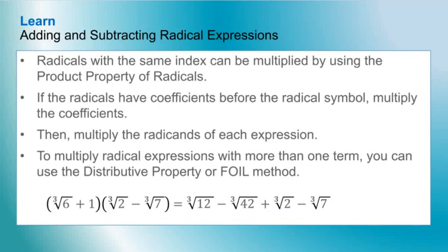So radicals with the same index can be multiplied using the product property of radicals. If the radicals have coefficients before the radical symbol, multiply the coefficients, then multiply the radicands of each expression. So just think, coefficients times coefficients, radicands times radicands. When you multiply, you can use a couple of methods. You can use the FOIL method. You could also use the distributive property.